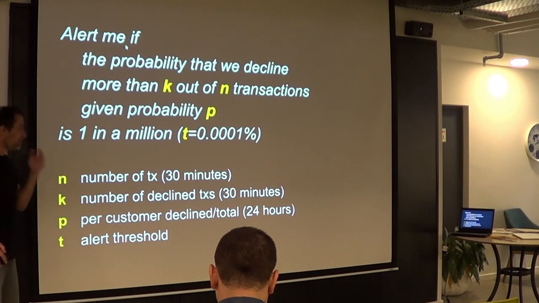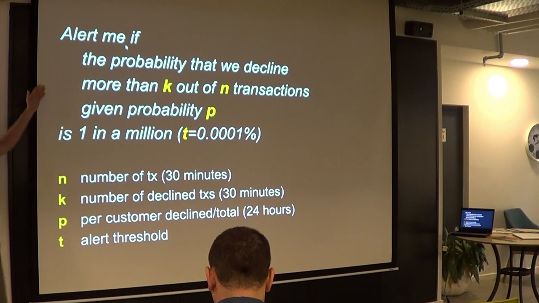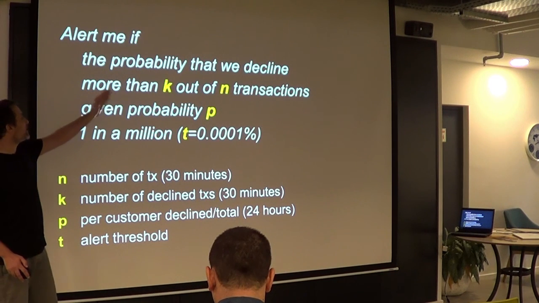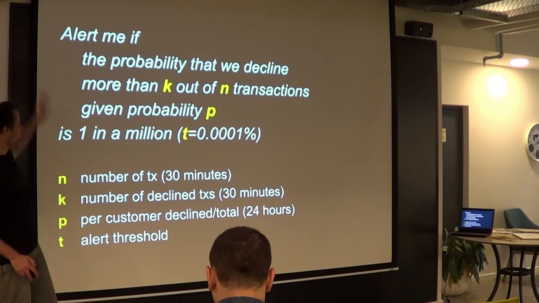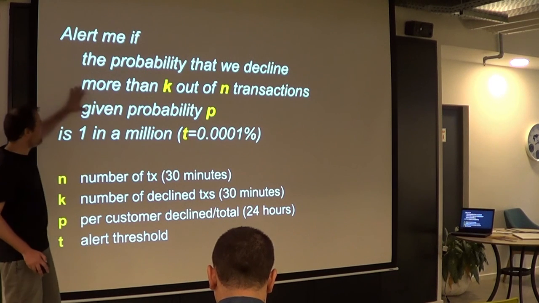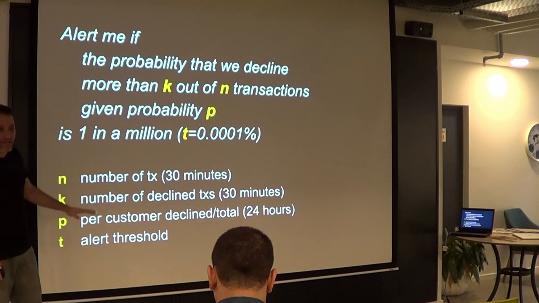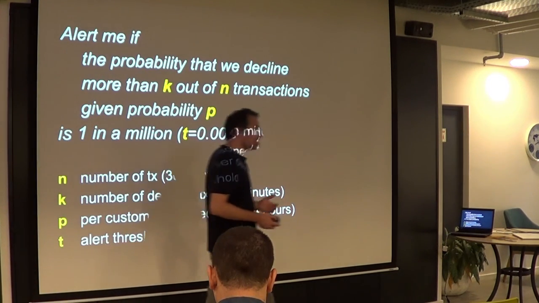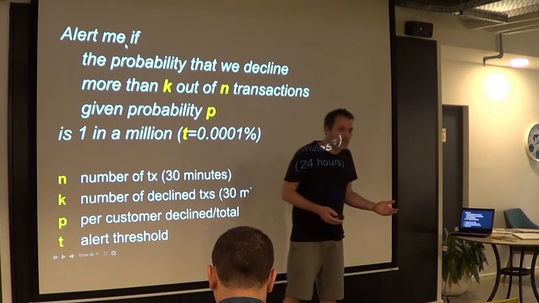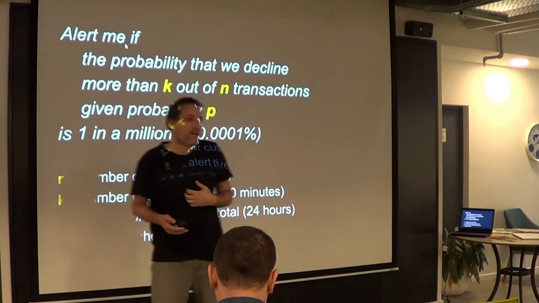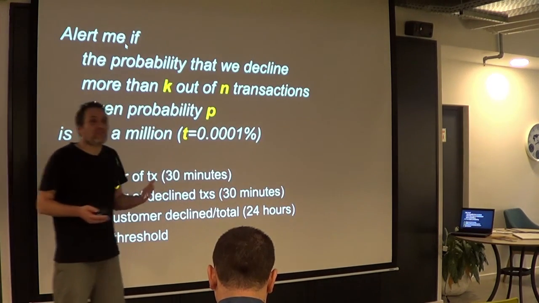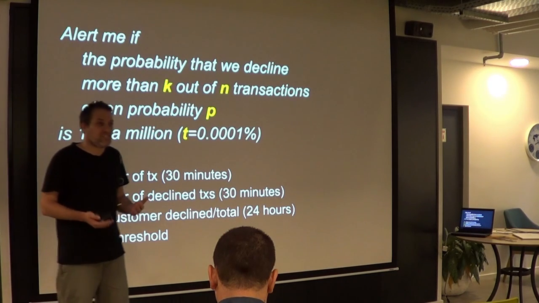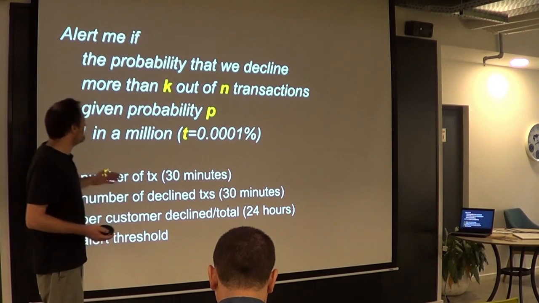So this is the mathematical definition. Alert me if the probability that we decline too much is 1 in a million. Okay, we'll go into the K and N in a minute. If something happened that the probability that this thing would happen is 1 in a million, then please wake me up. Okay, this is the definition that I want to say. I don't know what the threshold is because it keeps changing, but this is what I want.